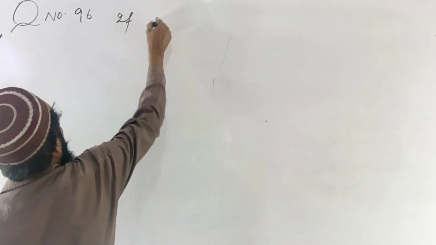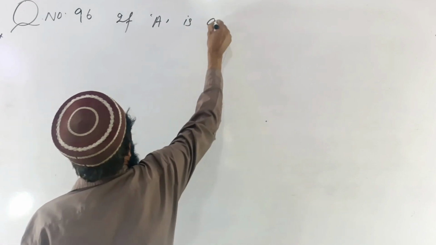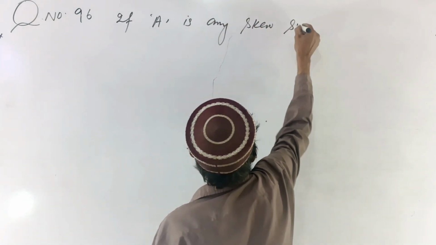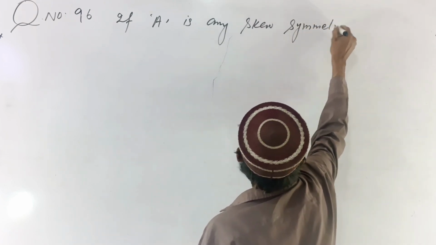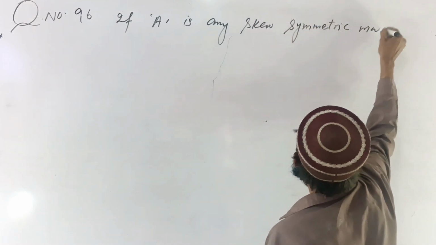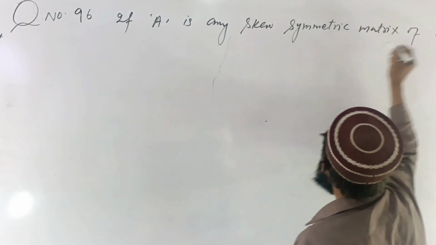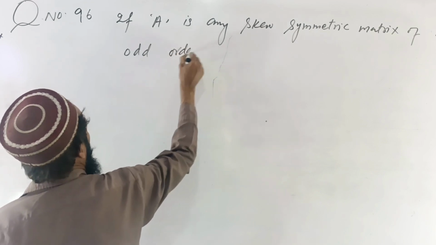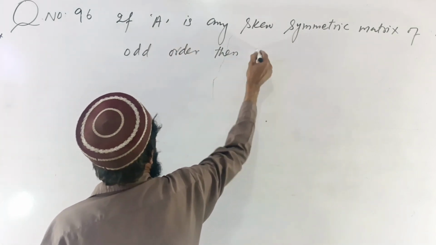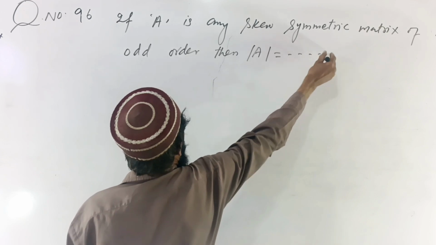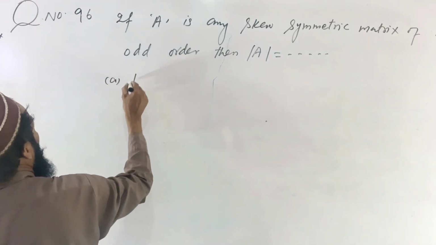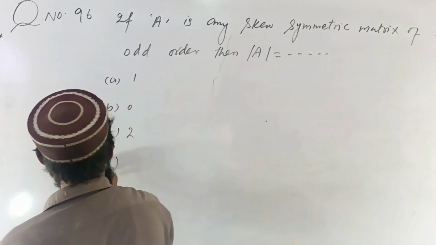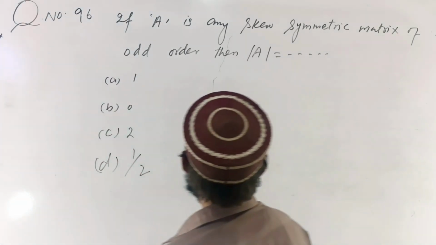If A is any skew symmetric matrix of odd order, then the determinant of A is equal to what? The options are: A is equal to 1, B is equal to 0, C is equal to 2, and D is equal to 1 by 2.